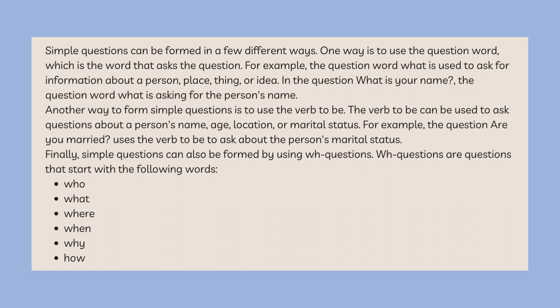Another way to form simple questions is to use the verb to be. The verb to be can be used to ask questions about a person's name, age, location, or marital status. For example, the question "Are you married?" uses the verb to be to ask about the person's marital status. Finally, simple questions can also be formed by using WH questions. WH questions are questions that start with the following words: who, what, where, when, why, how.